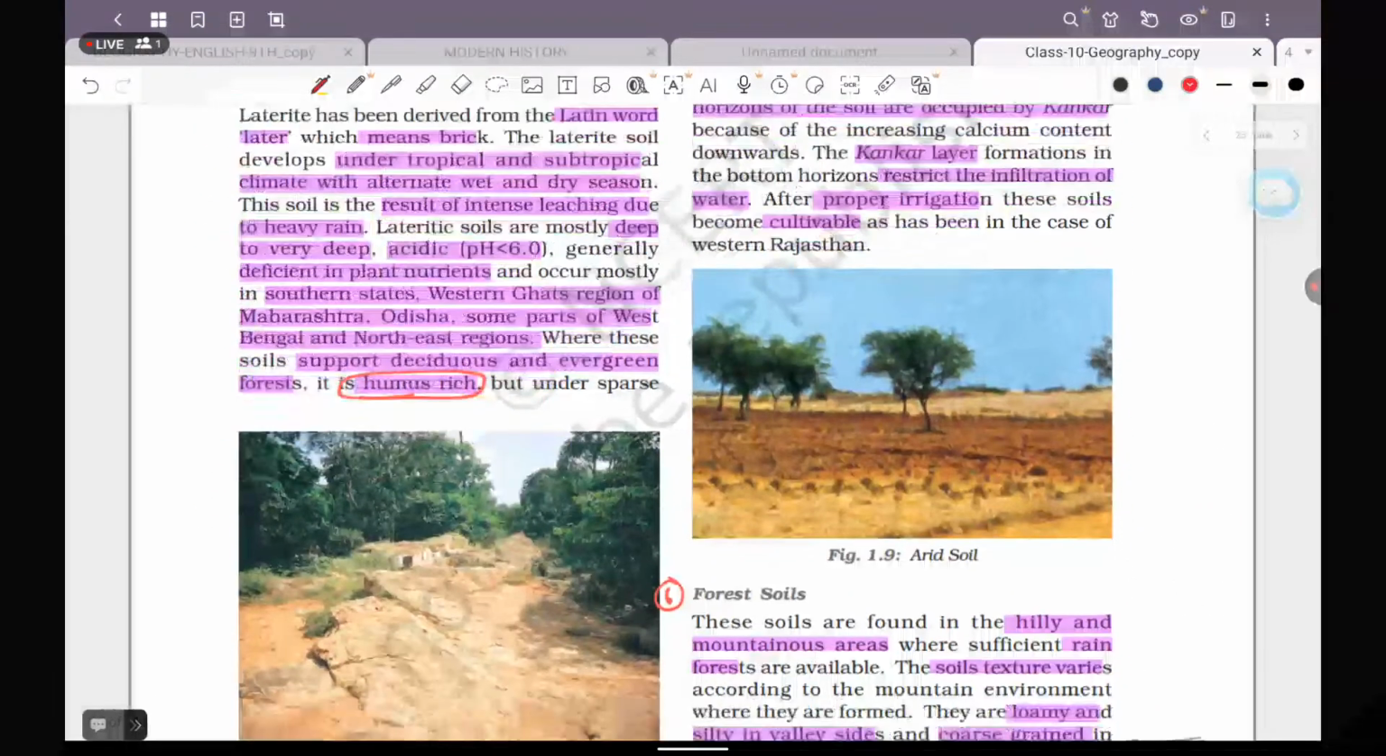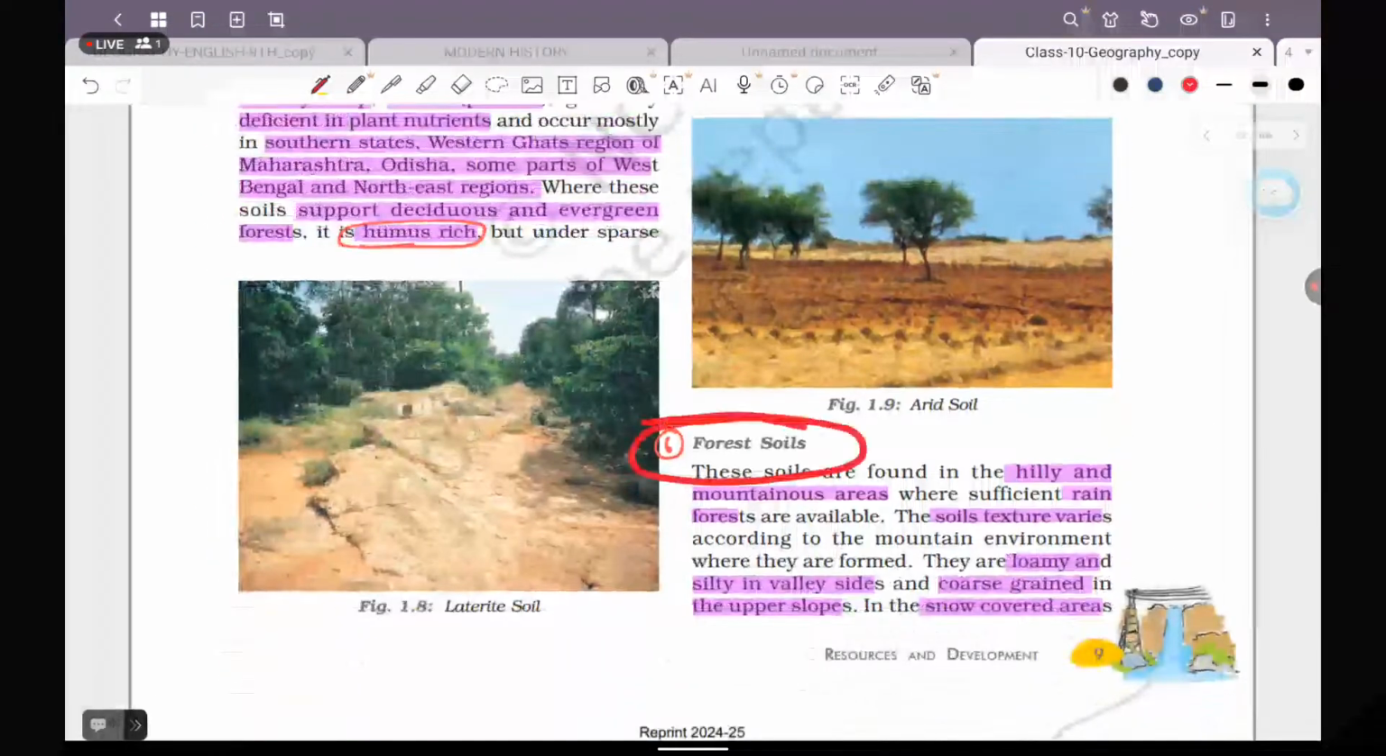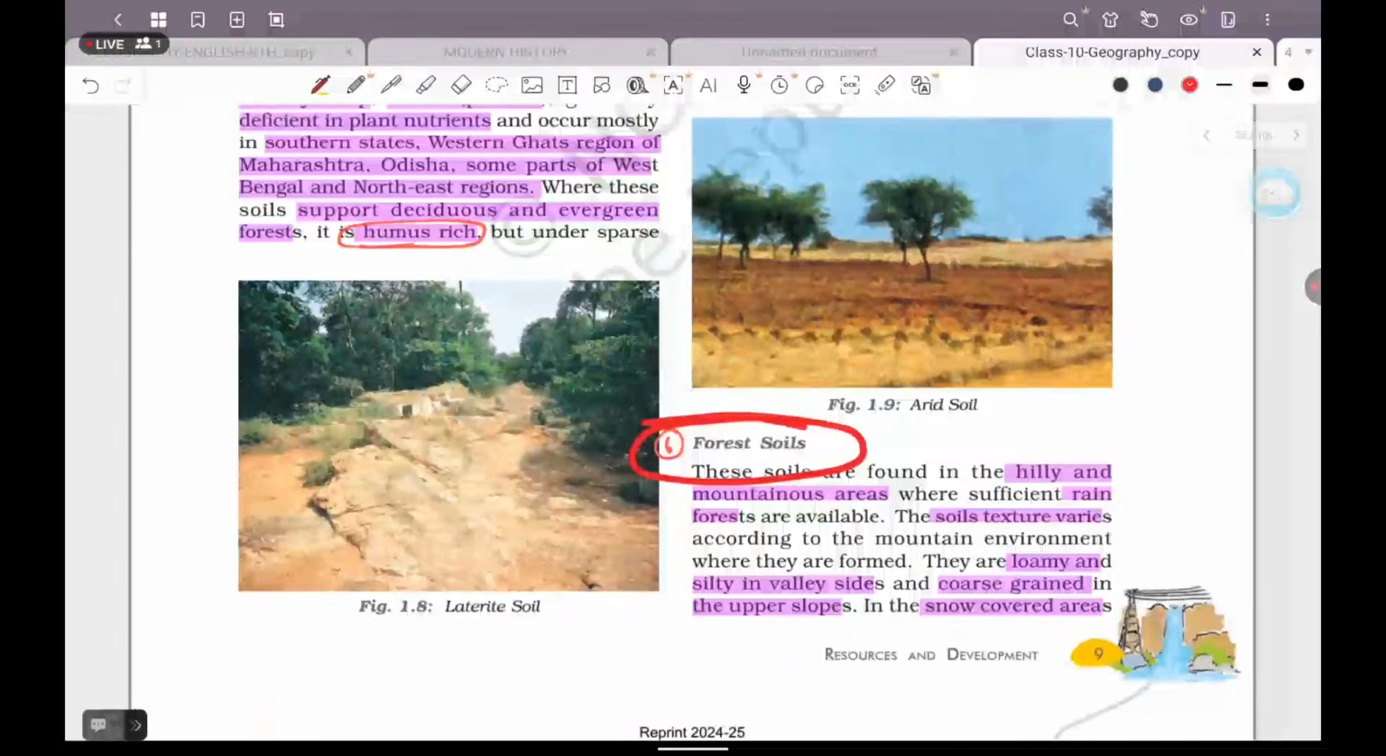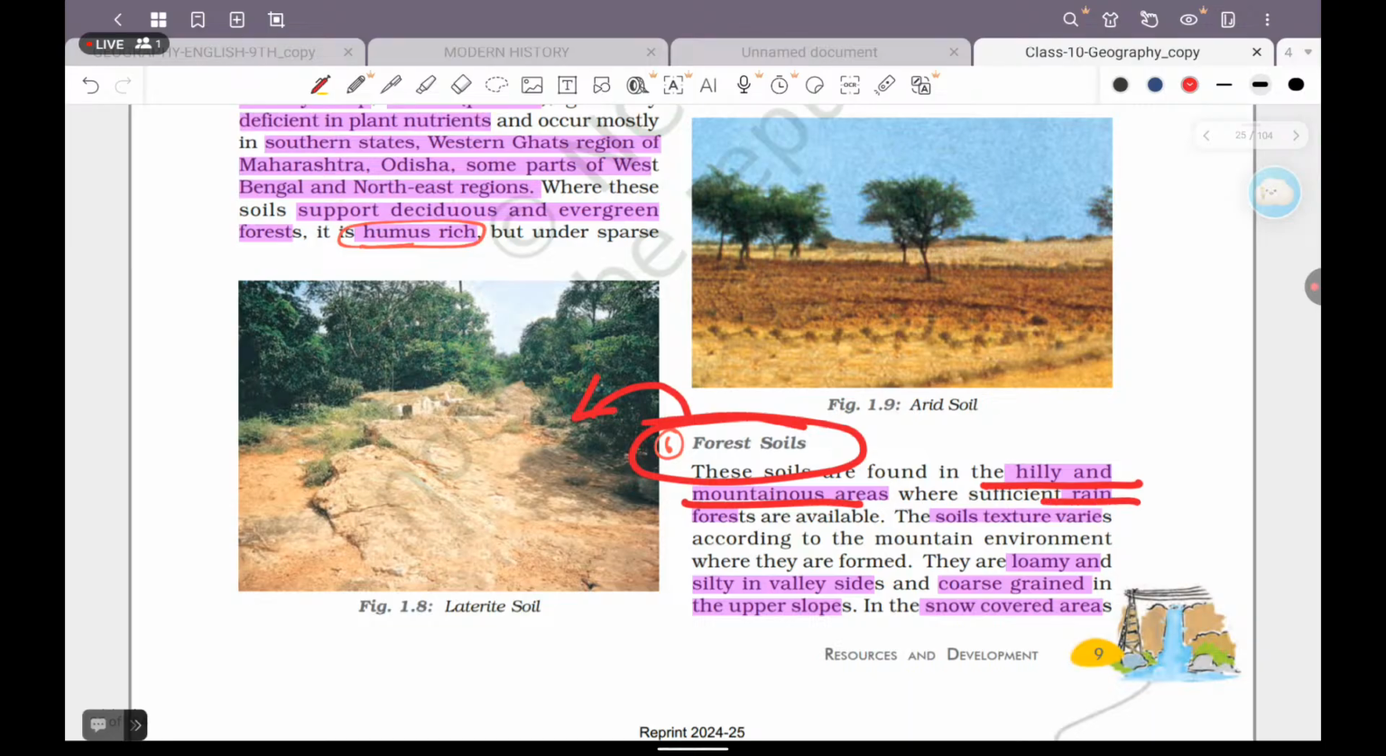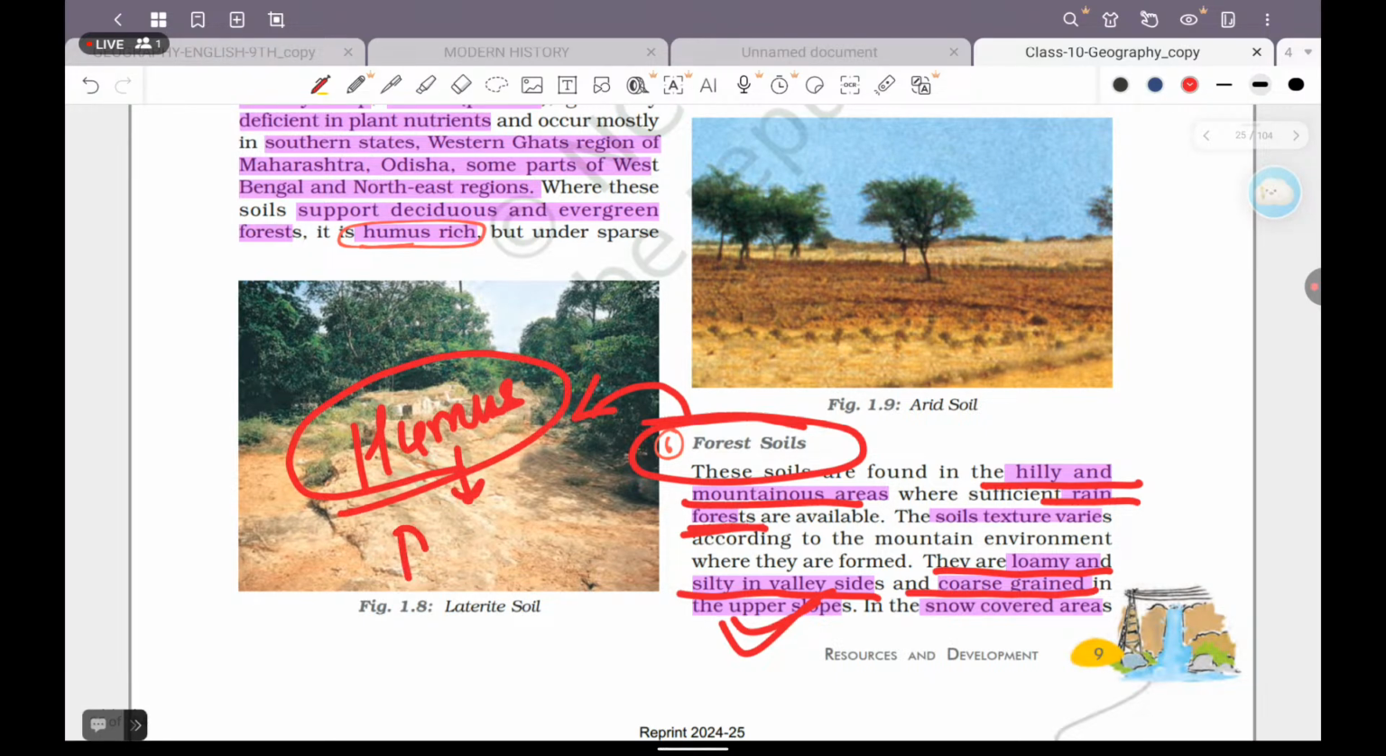Next is the forest soil. As the name suggests, these soils are found in the forest region or in the hilly and the mountainous region, and here sufficient rainfall is available and they are the loamy and the silty in the valley side and coarse grained in the upper slope. In the forest में humus की presence की वजह से they became the darker.